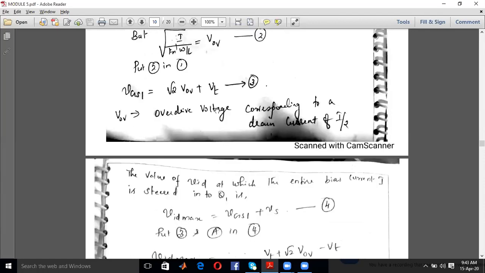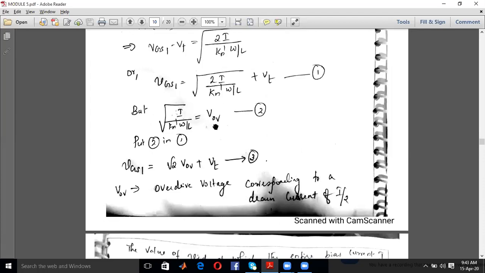where VOV is the overdrive voltage corresponding to the drain current of I by 2, what you have learned in the previous derivation. Understood? In the previous derivation, we have already done this equation. Root of I divided by Kn dash into W by L, it was VOV, but actually this VOV you got from the previous common mode range when the current was I by 2, that I have mentioned here. So when the drain current was I by 2, the VOV was like this. Okay.